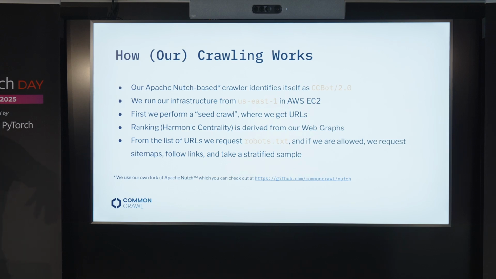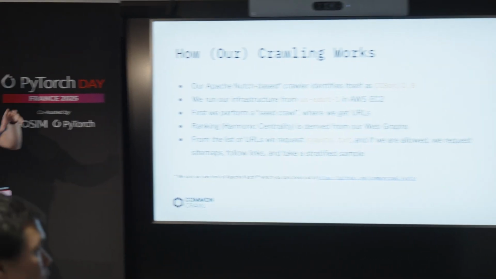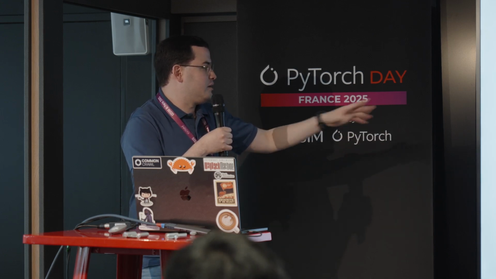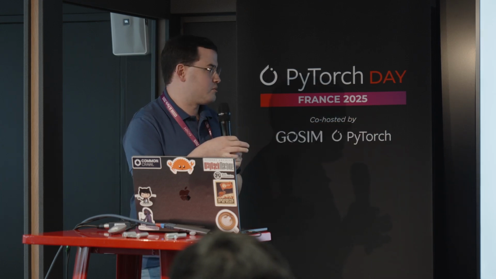We always perform a seed crawl. If you don't know how a crawl works, first you do a seed crawl: you have a starting URL list, and from this list you start following links and discover more content. We do a ranking with the web graphs using this thing called harmonic centrality, and then we take samples of websites that we discover. We always request the robots.txt, and we always respect robots.txt.